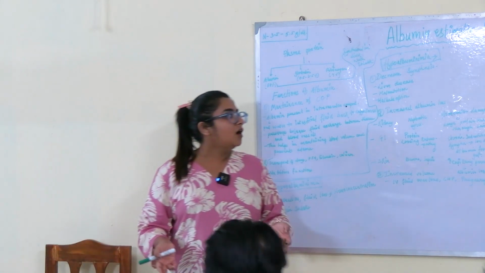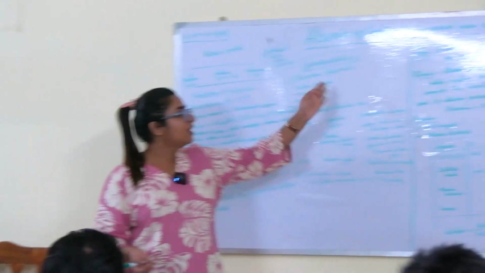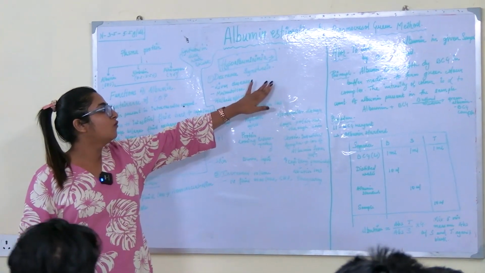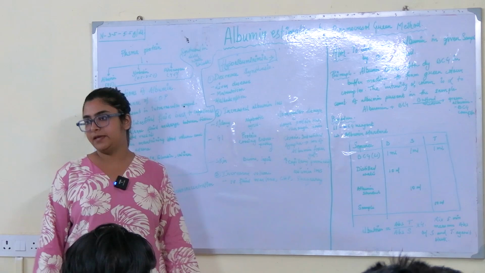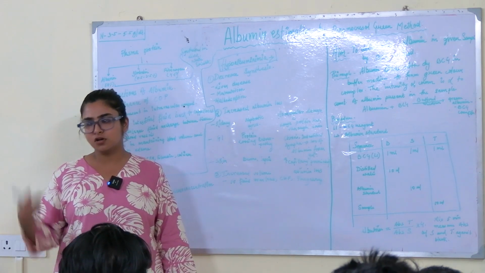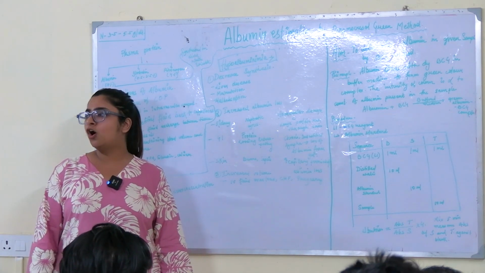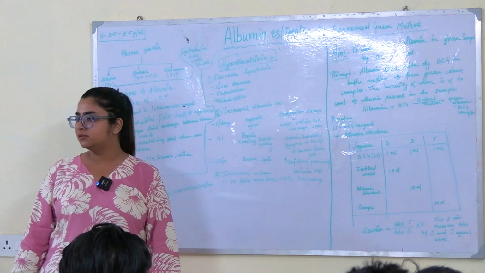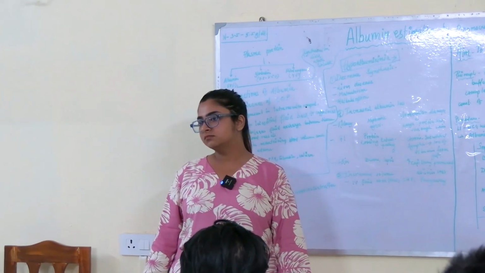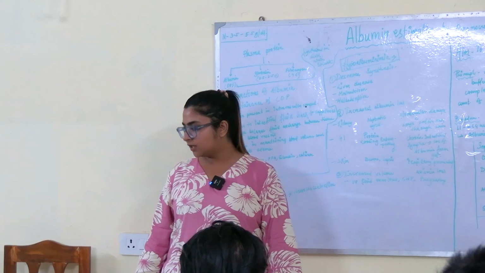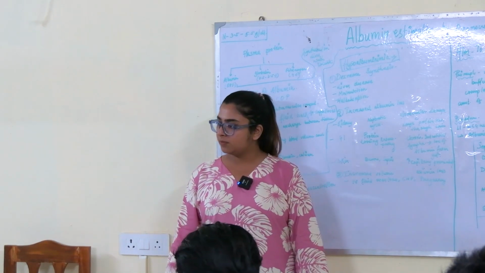Okay, now hypoalbuminemia. When we have actually less albumin in our body, what are the causes of hypoalbuminemia? How many of you can say? Use your brain, very simple. You all know where albumin is produced in our body? Liver. So any problem in liver will cause what? Will hamper the albumin production, right? So there will be less albumin in our body.